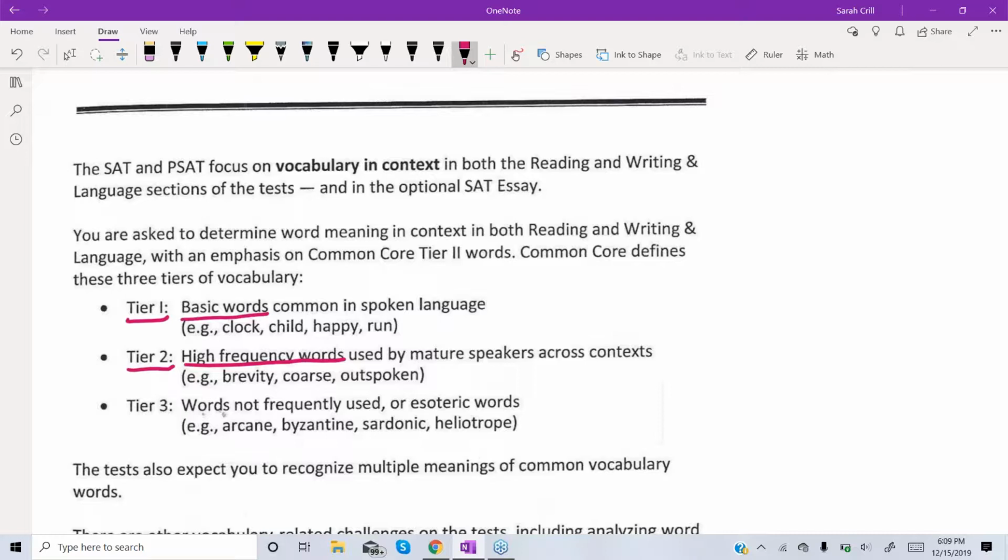Some of them will be more familiar than others. Tier 3 are words that are not frequently used. Words like arcane, Byzantine, sardonic, heliotrope. So the words that you want to be the most concerned with studying for the test are going to be the tier 2 words. These are words that you may or may not know or have heard of that are going to most often show up on the test.